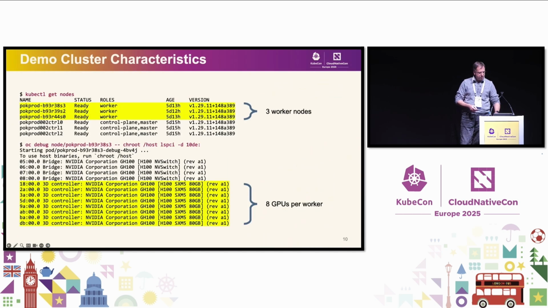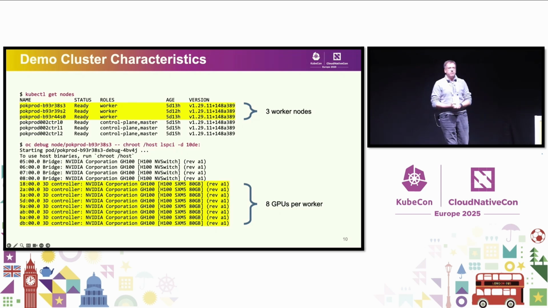So let's start from the top. Here's to give you a sense of the cluster we're going to run this tutorial on. It's a small version of what we run in practice. It is a cluster with 6 nodes. 3 of them are control plane nodes, and 3 of them are worker nodes.